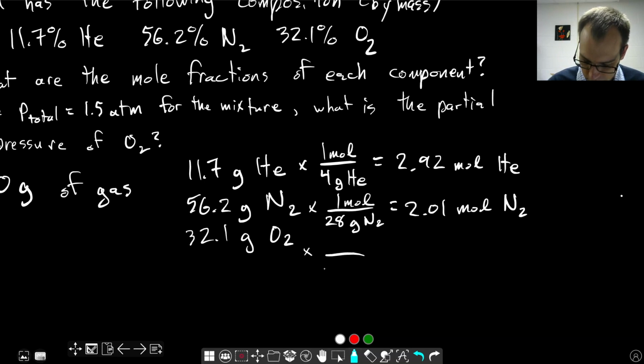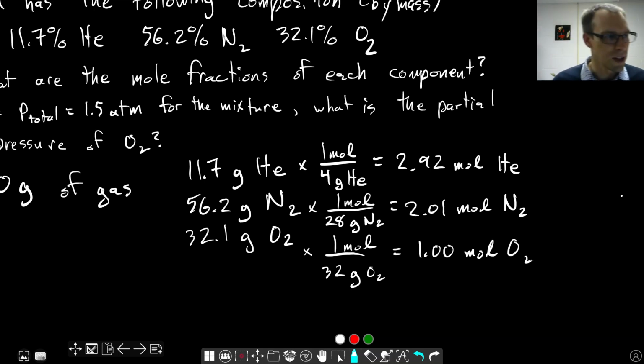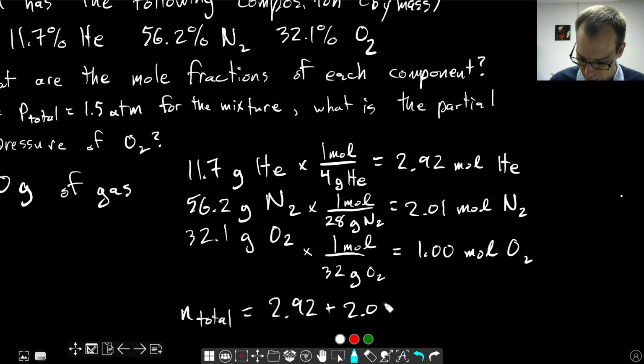And then for oxygen, we're going to divide by 32 grams of O2 per mole. I'm leaving off some significant figures so you could do this a little bit more accurately. That gives us 1 mole of O2, 2 within significant figures here. Okay, so we know our moles of each of these, so what's our total number of moles? Well, we just add these together. 2.92 plus 2.01 plus 1.00 moles, which gives us a total number of moles of 5.93.